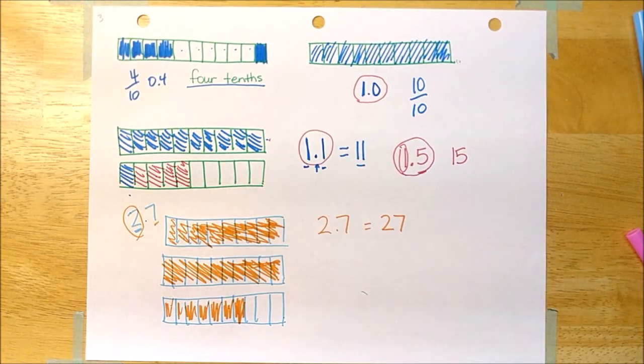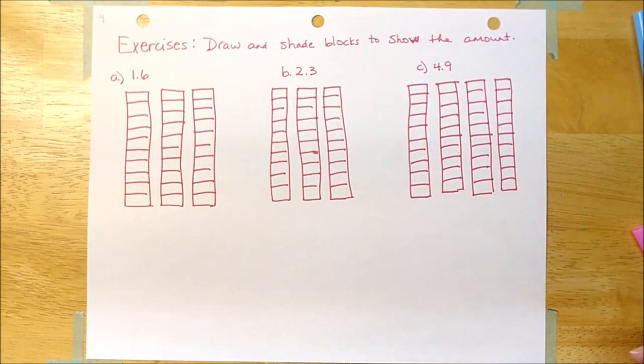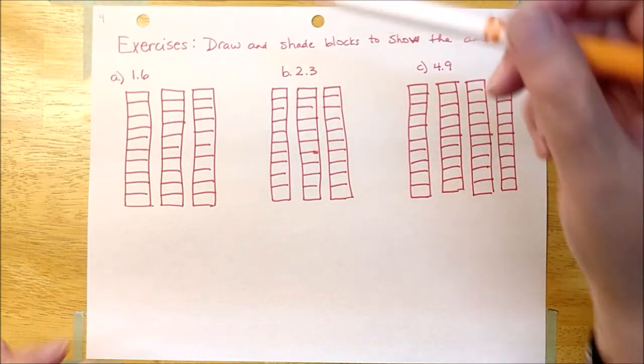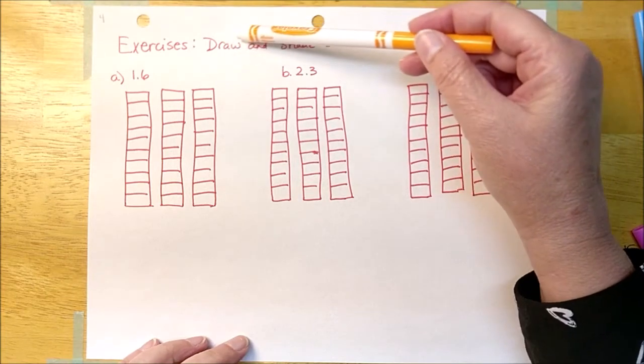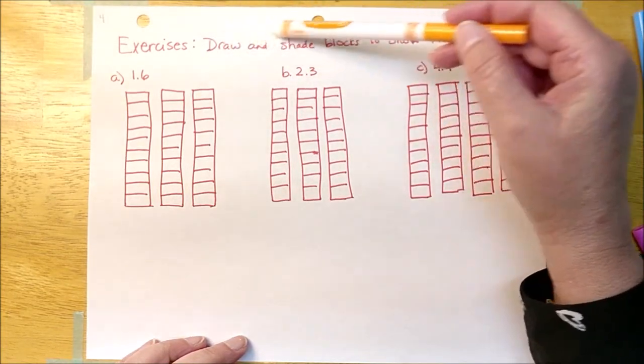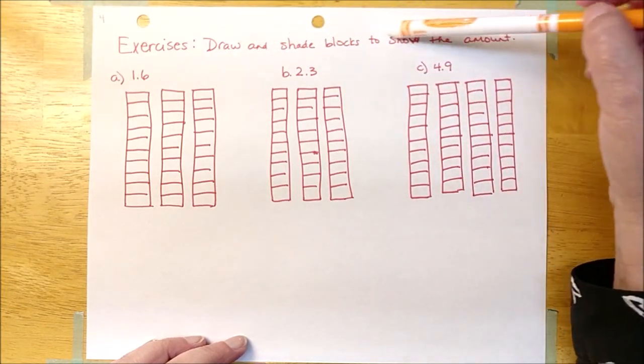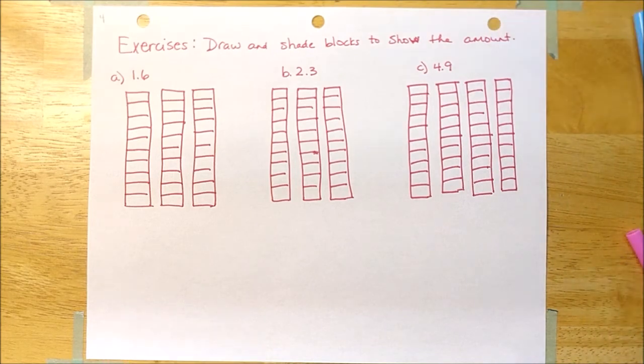7 colored in. Now you are going to look at this exercise, and you're going to pause for a minute, and after you've paused it, you're going to decide how many boxes or tenths I need to color in. And if you want to, you can make your own sheet. Draw and shade blocks to show the amount. So you're going to either pause and draw your own, or you're going to pause and figure out how many I need to color in on this one. Pause.